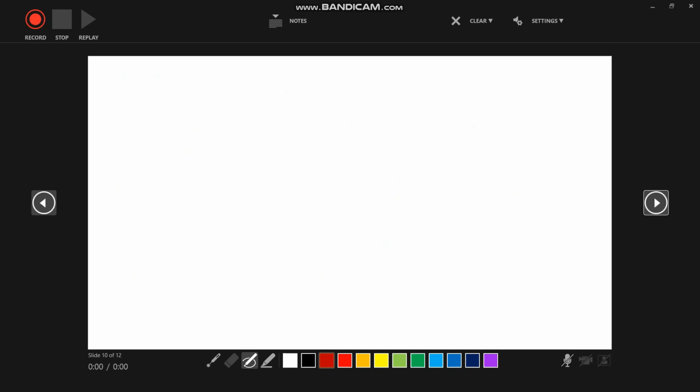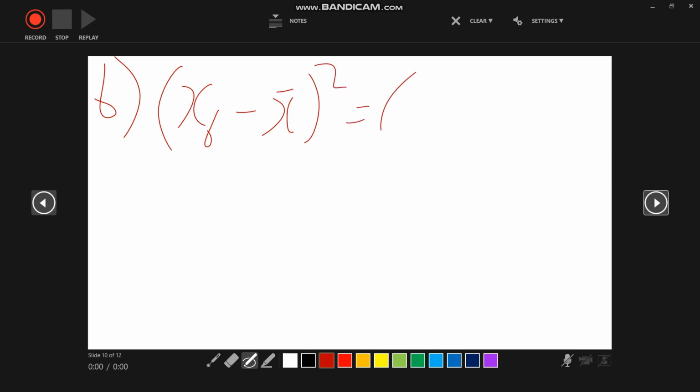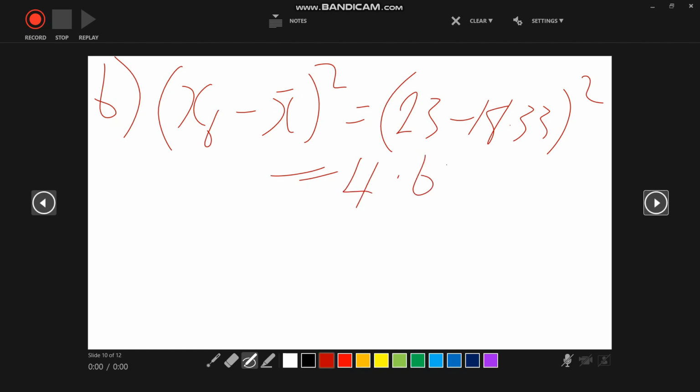Then this is 22. Then the last one is 6, so this will be the sixth one rather. This will be x6 minus x bar, squared, which is equal to our x6, 23, minus 18.33 squared, and this will give us 4.67. So you now add all of them together.